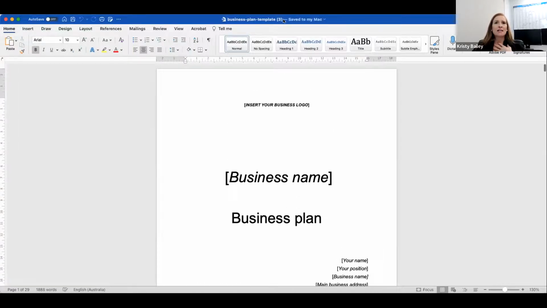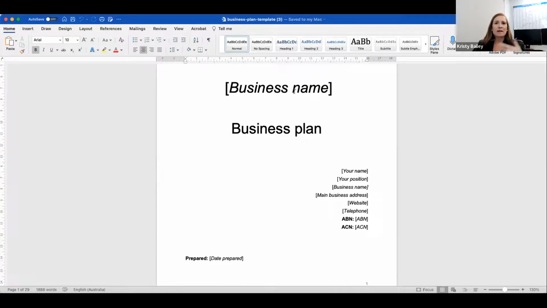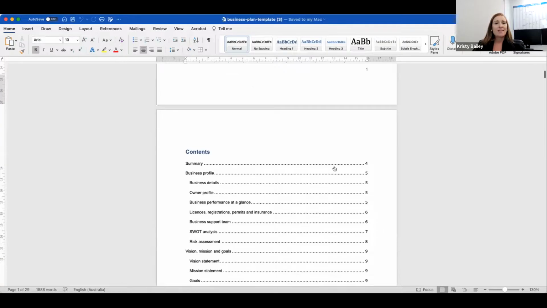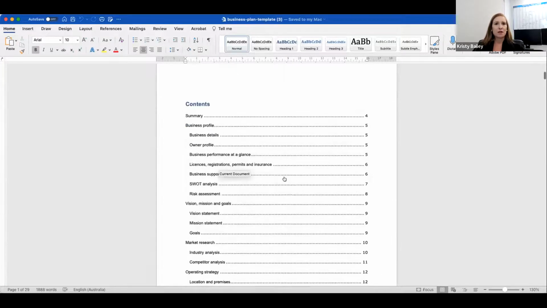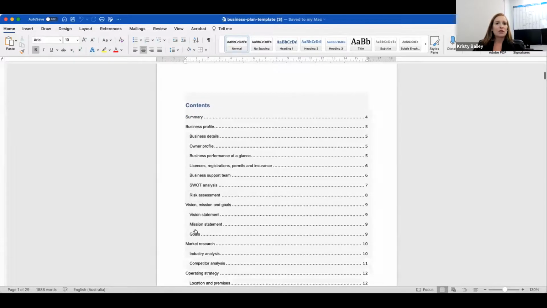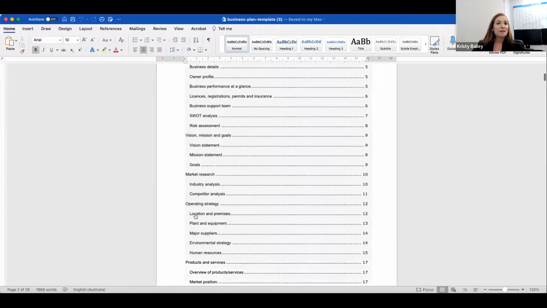This kind of template is very, very straightforward. It's all fill-in format, so you can see where you need to input your own data in here. And this particular document actually gives you step-by-step instructions along the way. So you can see here by way of contents, you'll have that executive summary that I spoke about, information around your business profile, your vision, mission, etc., market research, your operating strategy.